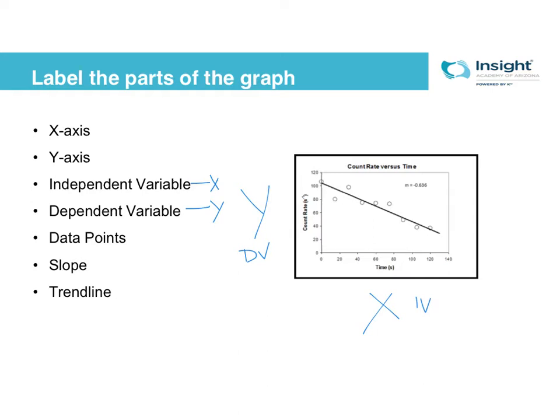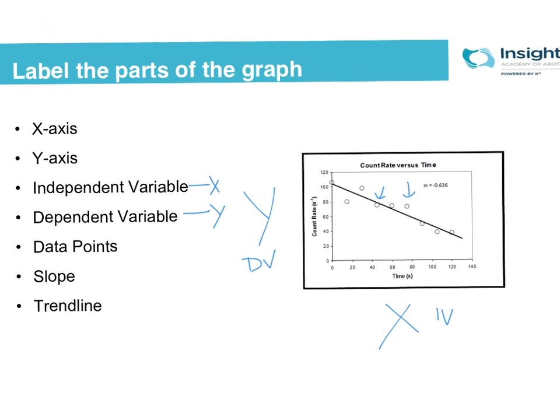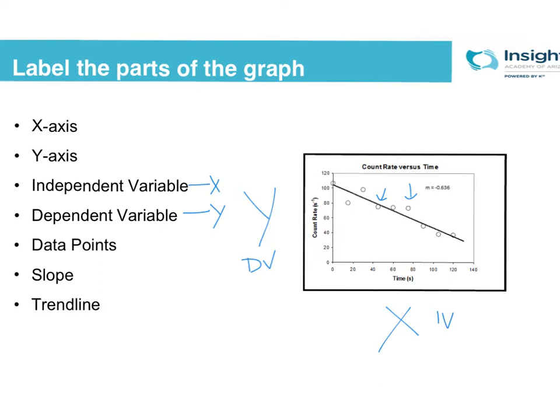All right. Your data points, those are pretty obvious. Those are going to be your dots here. All right, so that's the dots. The slope is going to be this number here. We're going to talk about how you calculate the slope, but really the slope is related to your trend line. It's a value that tells you what that trend line is.